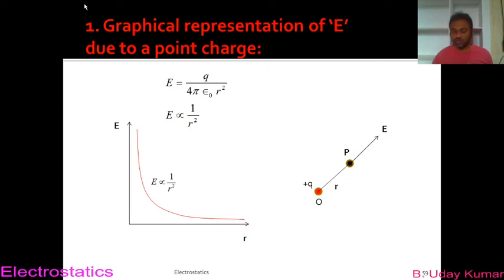So this is a graphical representation of E due to a point charge. For a point charge, the electric field variation is represented with this curve. That means we can see from the formula that for a point charge E is inversely proportional to R square, and hence the graph which shows the variation of E with respect to R is given by this. I am not explaining everything about how we got it, but have a look at that.